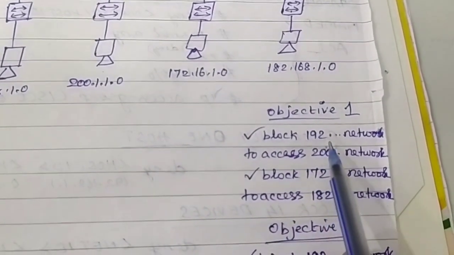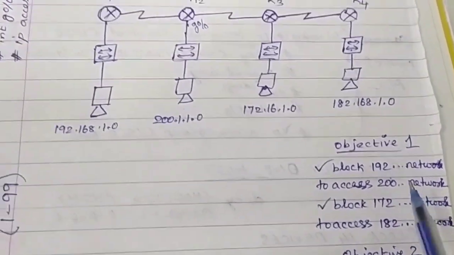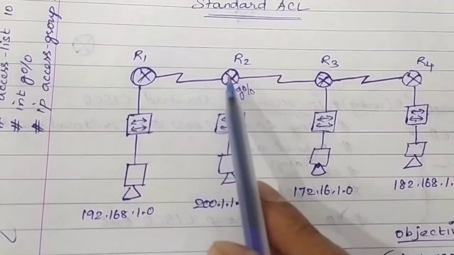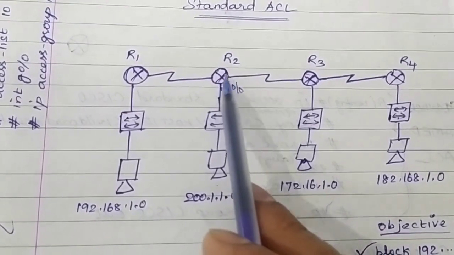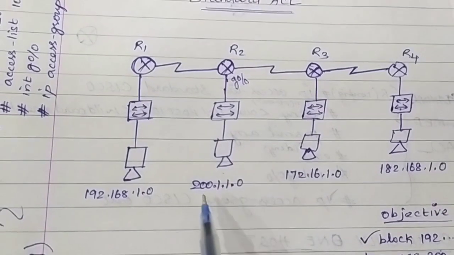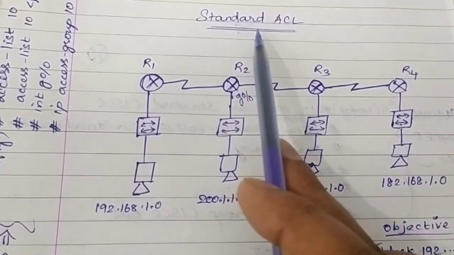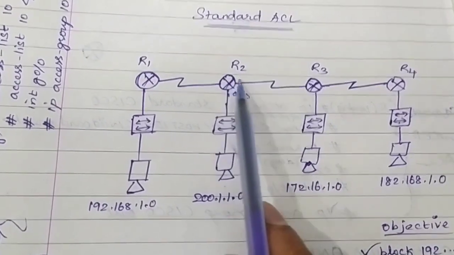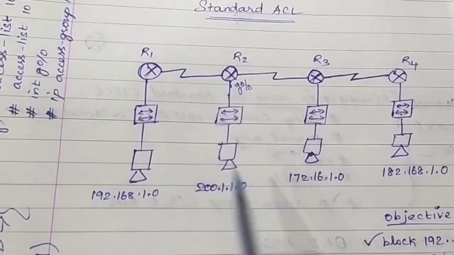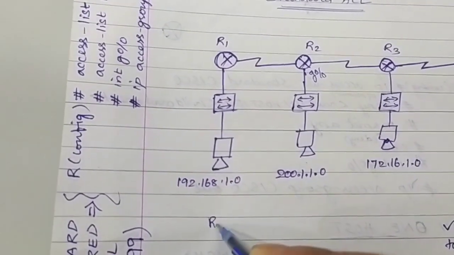Right. Now for the first case, shall we write according to that command what the first case they given? Block the 192 network from accessing the 200 network, correct? So I am going to configure a standard numbered ACL on this R2 router, because this one is the destination. That's why, as we know very well, we configure standard ACL on the destination router.